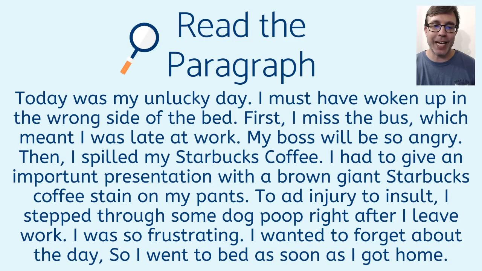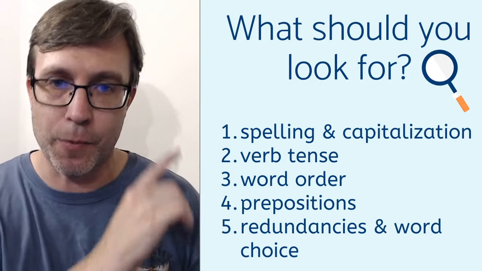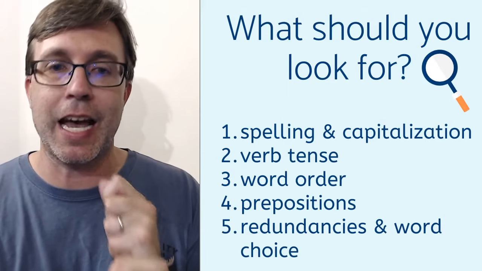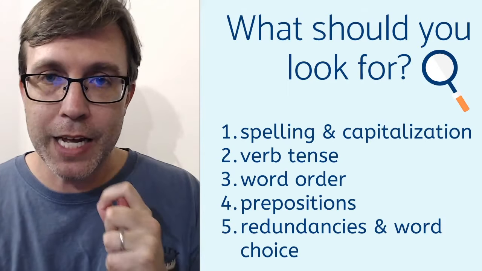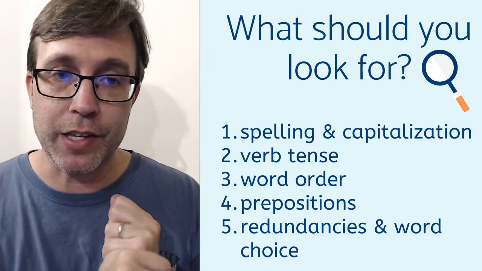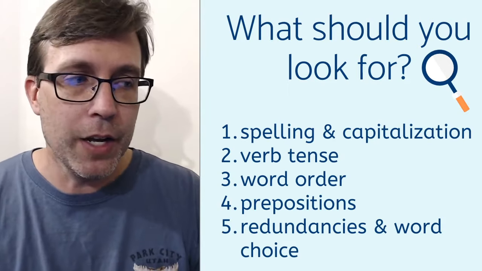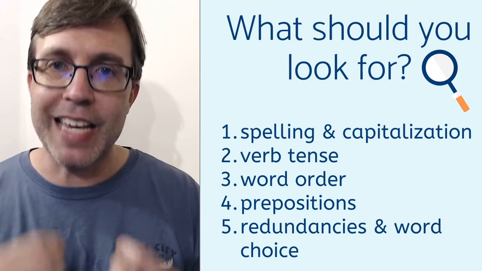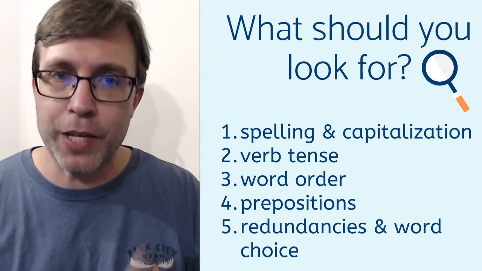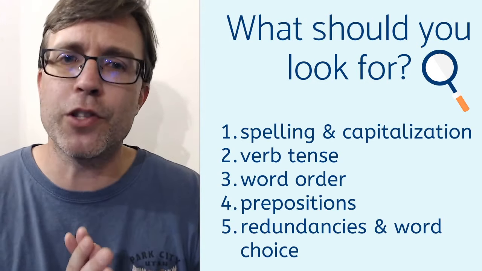So let's look at, we're going to do one thing at a time. And this is the list that we're going to follow. So the first thing we're going to do is just look at spelling and capitalization. Then we're going to look at verb tense, and then word order, prepositions, redundancies, and word choices. Those 5 things. And if you don't know what a redundancy is, it means when you say the same thing again and again, and you just say it too much. It could be just one word that you keep repeating. That is a redundancy. And a word choice is you've used the wrong word.